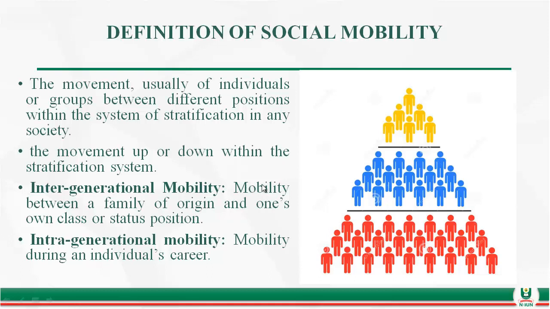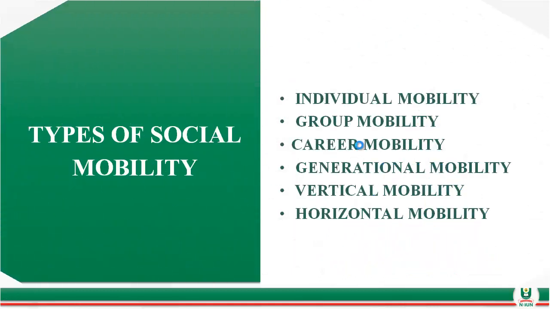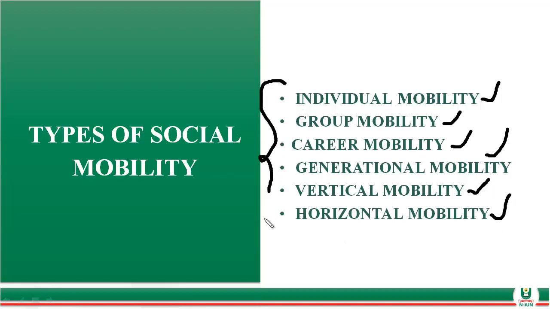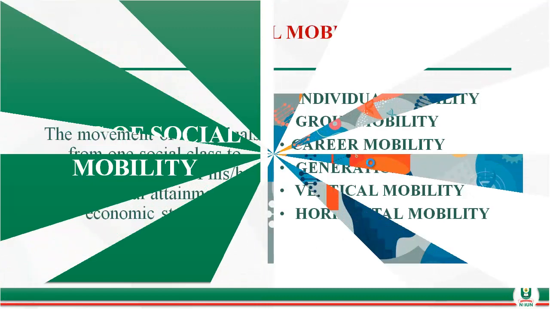So let's move on to the next topic here, types of social mobility. Let's see the types of social mobility. We have about 6 different types of social mobility: individual mobility, group mobility, career mobility, generational mobility, vertical and horizontal mobility. So we'll be taking them one after the other as well. So let's take the first one, individual mobility.